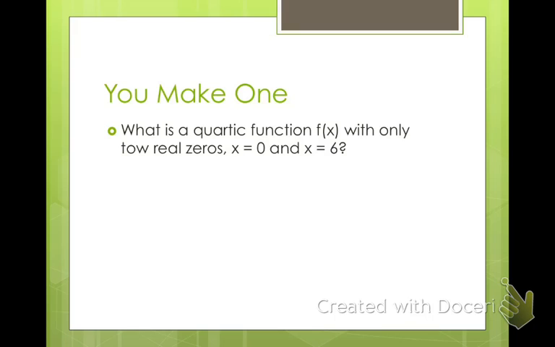Okay, so choosing either method that you like, what is a quartic function, f of x, with only 2 real zeros at x equals 0 and x equals 6? I want you to go ahead and do this as your lesson check with your partner, and then just check each other's work and make sure that whether they did it graphically by translations or whether they did it algebraically, that they were following the same basic principles that we've been using.